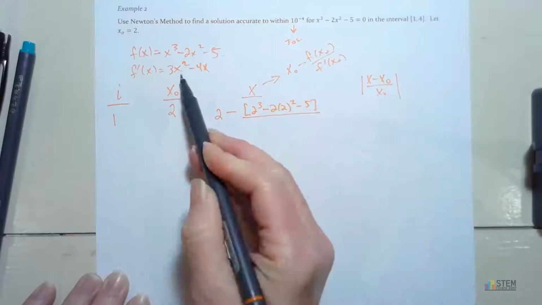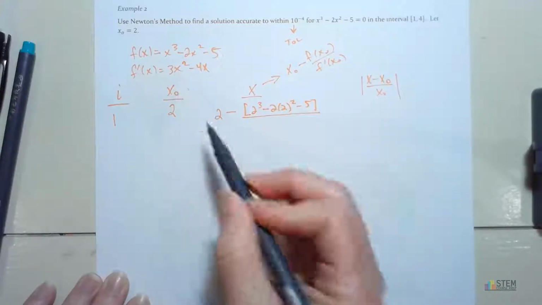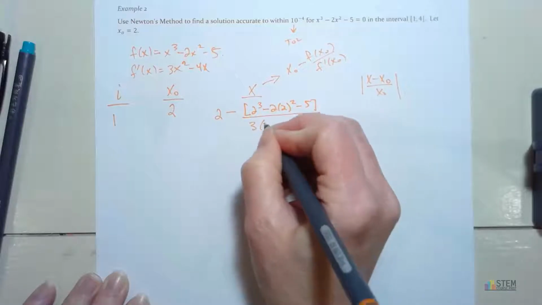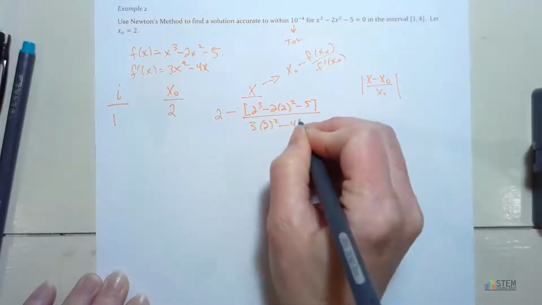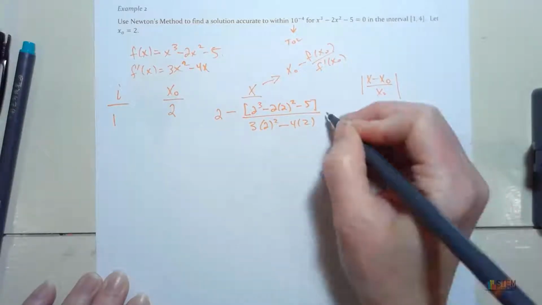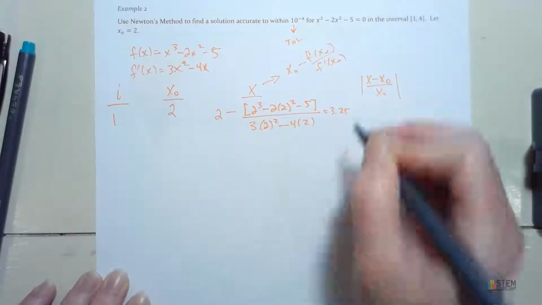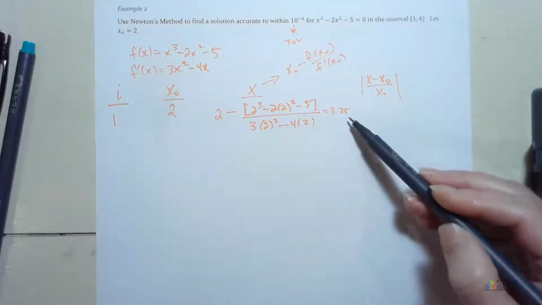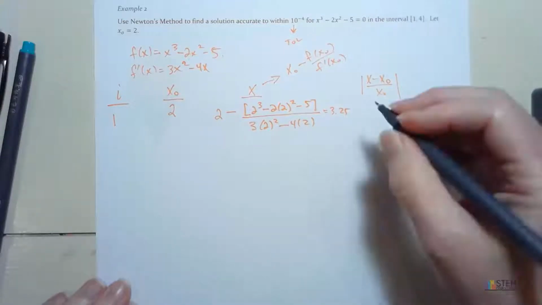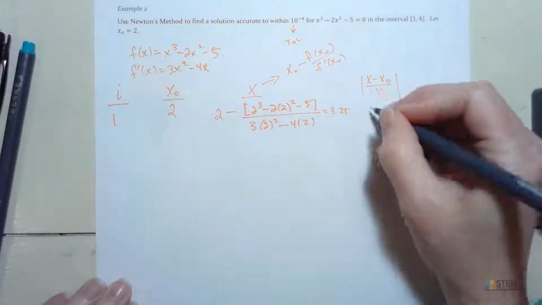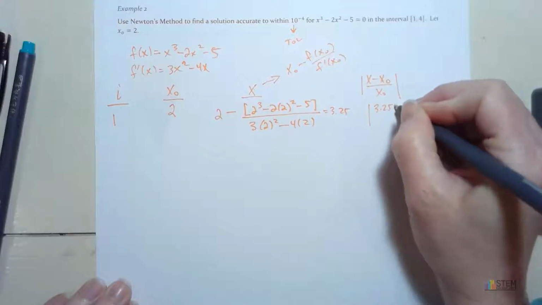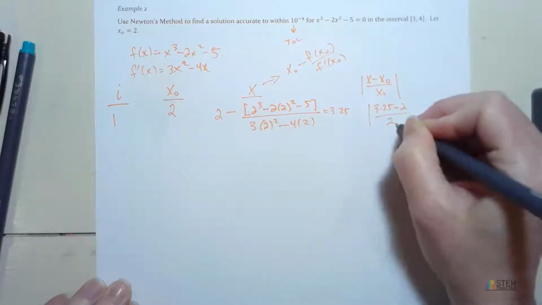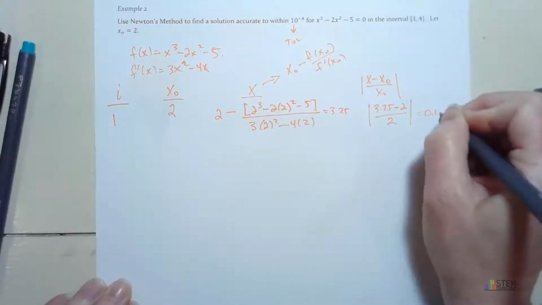Put that over f prime of 2. So I have 3 times 2 squared minus 4 times 2, and that is 3.25. Now we're going to take this and plug it in here. So x is 3.25. We'll subtract 2, divide by 2, and we get 0.625.